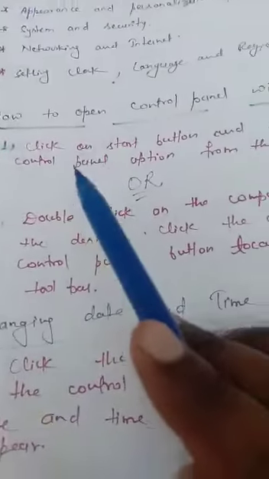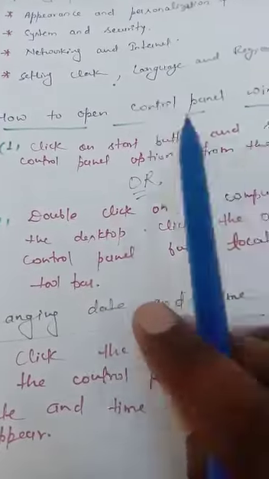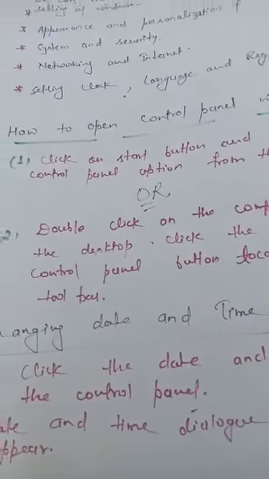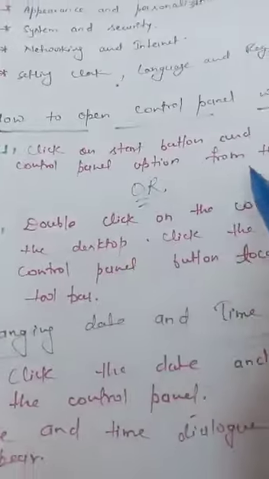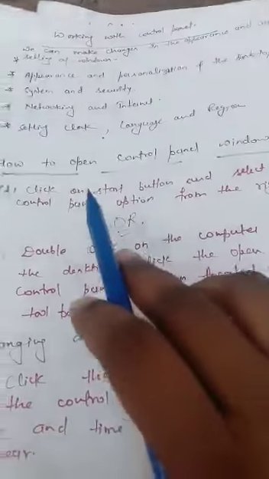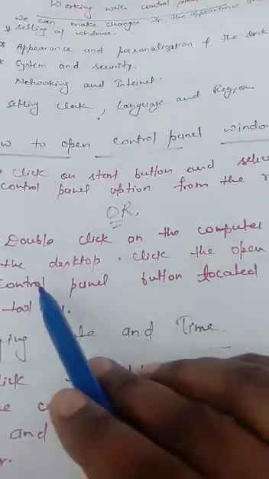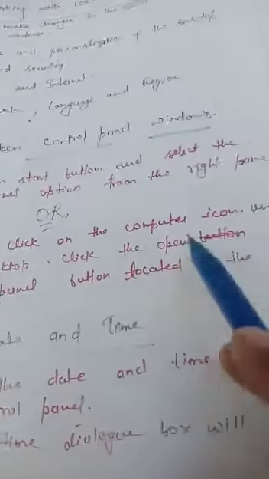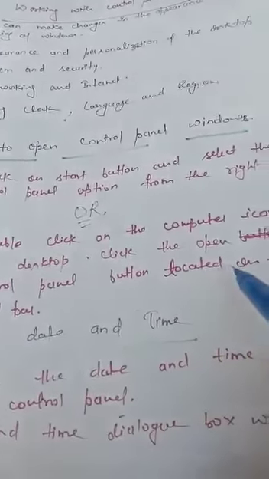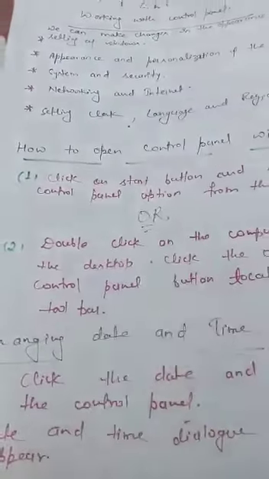Okay, let's see how to open control panel window. There are two ways to open control panel window. The first is we have to click on the start button and then select the control panel option from the right pane. The second one is double click on the computer icon on the desktop. Click the open control panel button located on the toolbar.